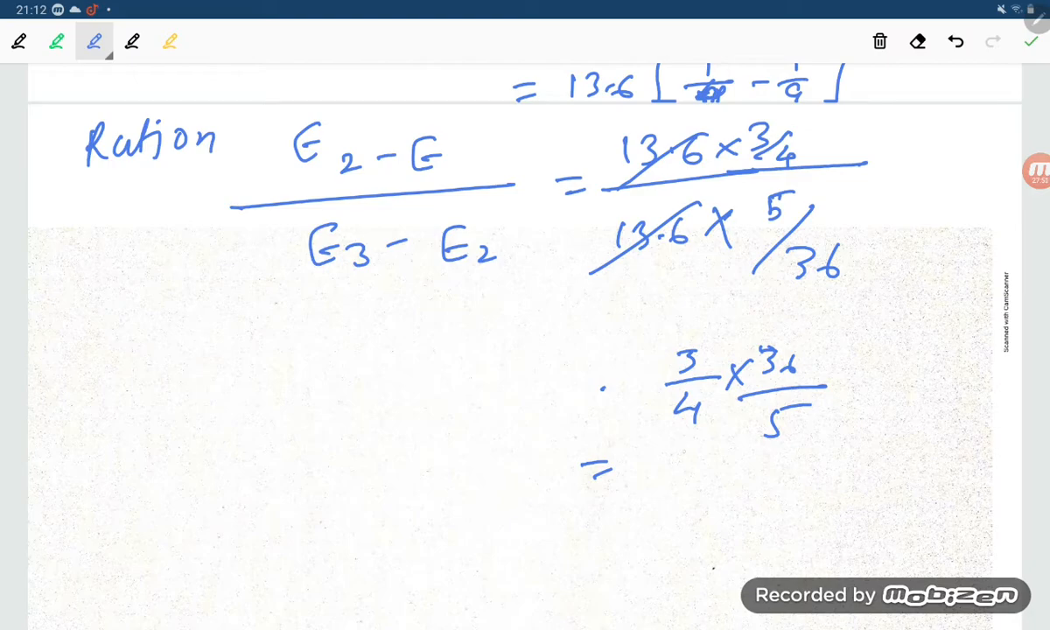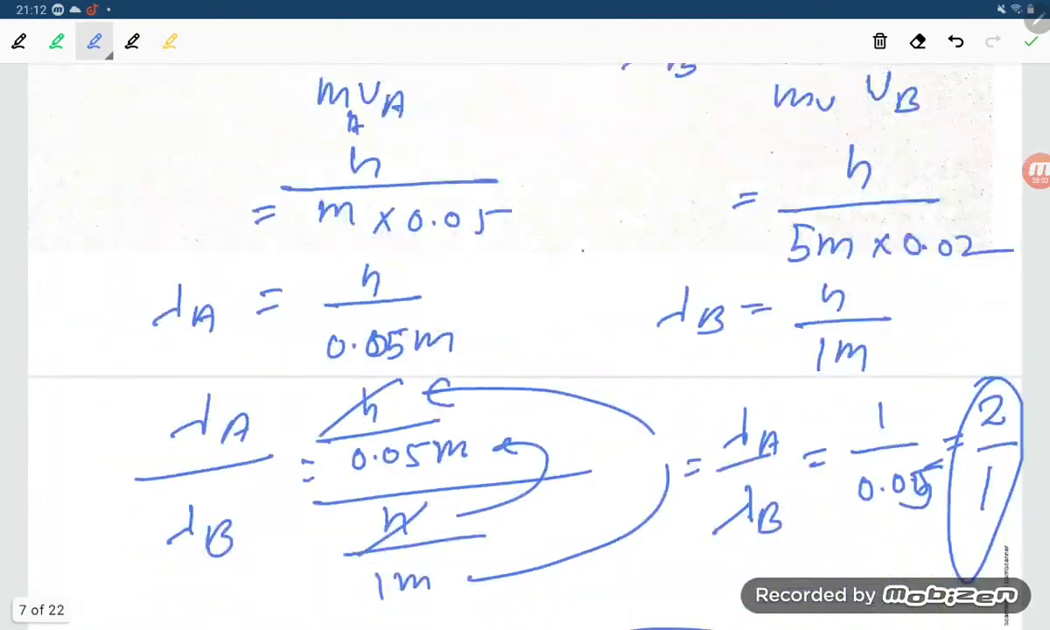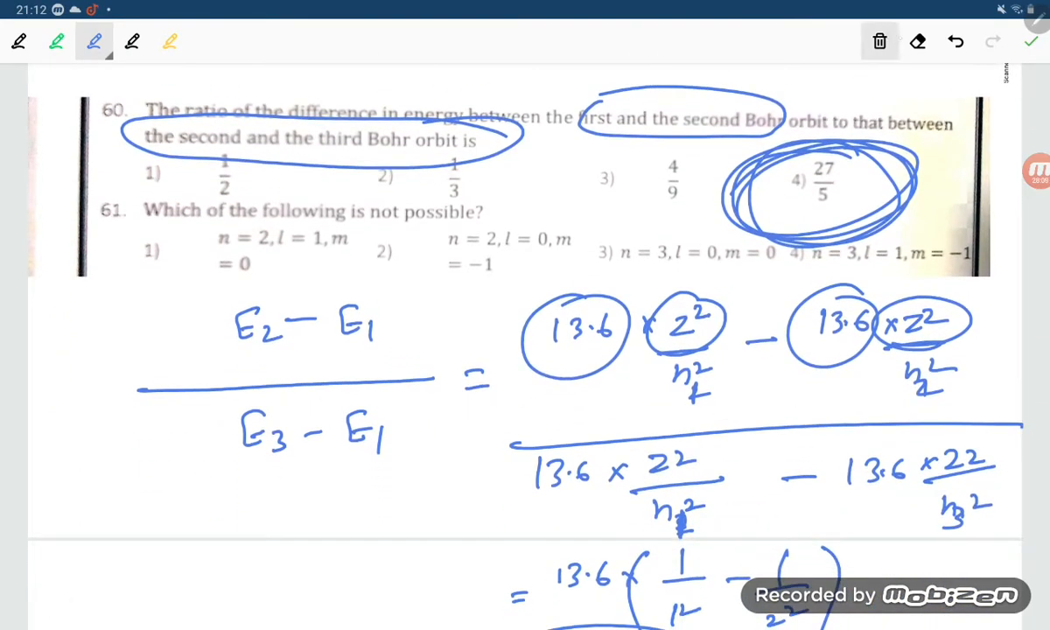If you do 9 times, it is cutting out, student. 4/9 gives 36, 4/9 gives 30, 9/3 gives 27 upon 5. So the correct option is option number 4, student. That is the answer. Next, question number 61, you see, student.